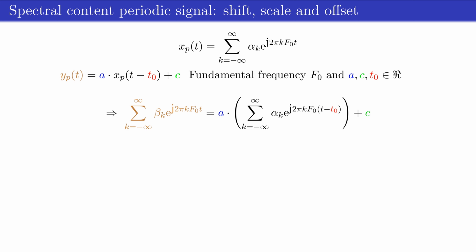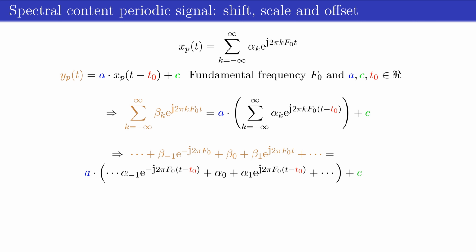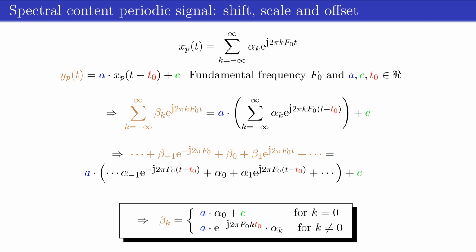Using the mathematical description which describes the relation between yp of t and xp of t, and then writing out both summations, we can compare the weights of each of the individual phasor components. This results in the following relations. Only the DC component beta 0 is adjusted by the offset C. Furthermore, all weights beta k are scaled by the factor A. And finally, the time shift t0 results in a multiplication with complex exponent e to the power minus j 2 pi f0 t0.